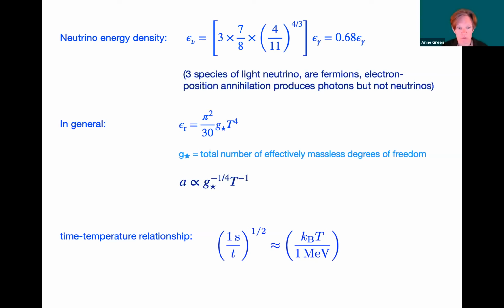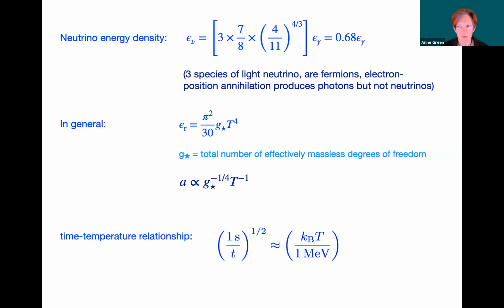And something that will prove useful later on when we come to look at nucleosynthesis, and also it's just a useful rule of thumb in general, is this relationship between time and temperature, which you can derive various ways, including from the Friedmann equation. And that is that when the time is about 1 second after the Big Bang, the temperature is about 1 MeV. And just for the more experimentally minded, when cosmologists say temperature is so many MeV, what we really mean is the Boltzmann constant times the temperature is 1 MeV.